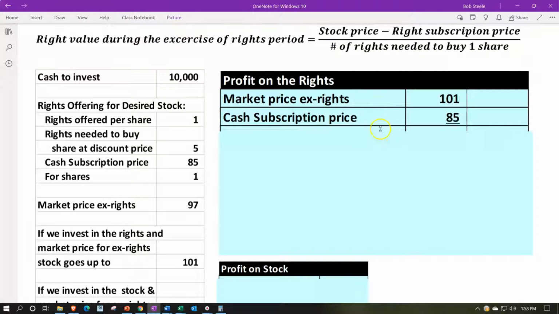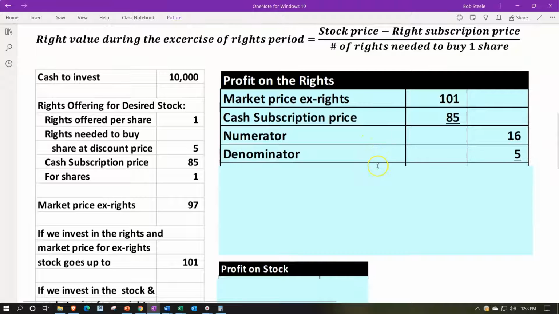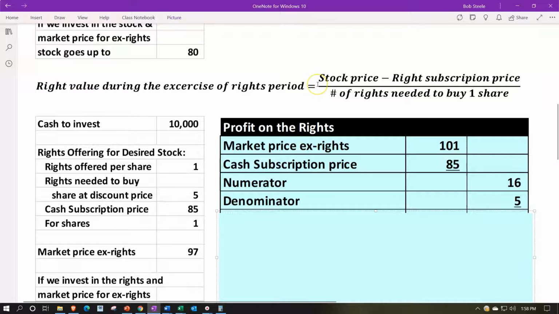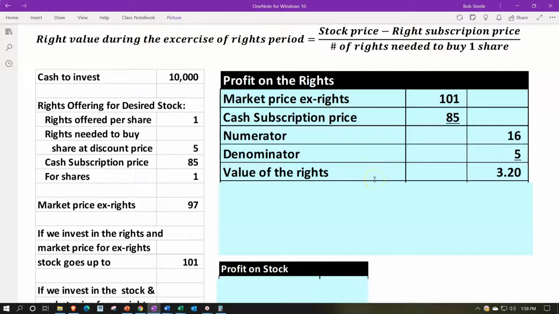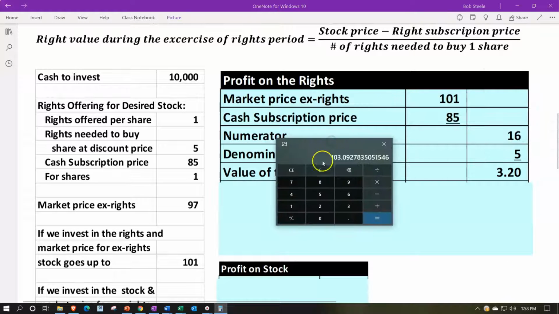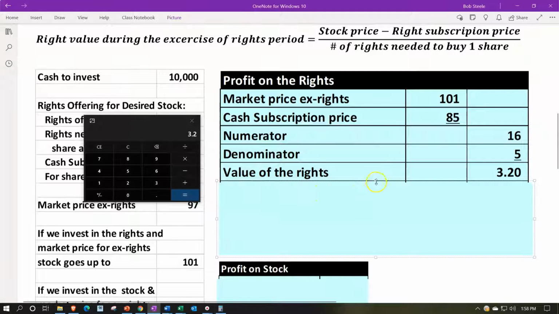We compare that to the cash subscription price, which is 85, and subtract that out. That's going to give us 16. And then the denominator, once again, is 5. We're using this formula to calculate this again with the update to the market price for the X rights. And that's going to give us the value of the rights at 3.2. So we're simply taking the 16 over the 5 to give us $3.20.